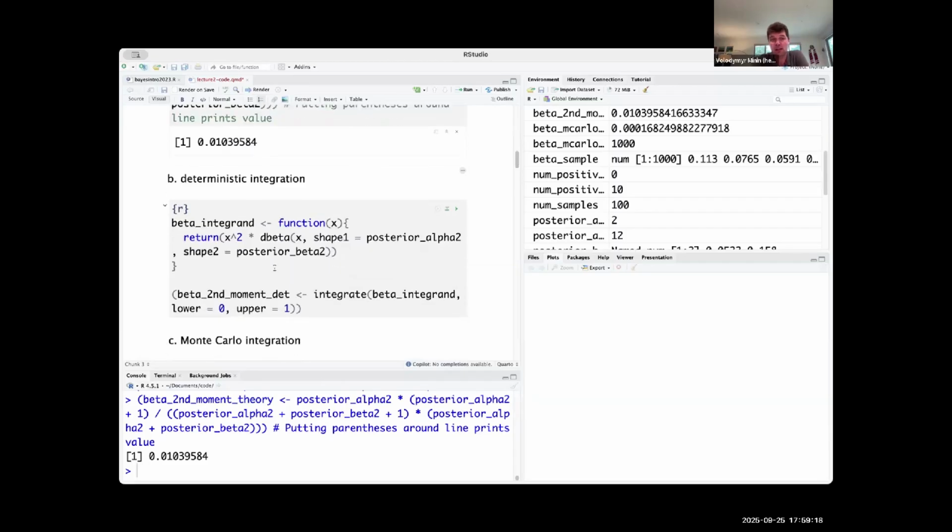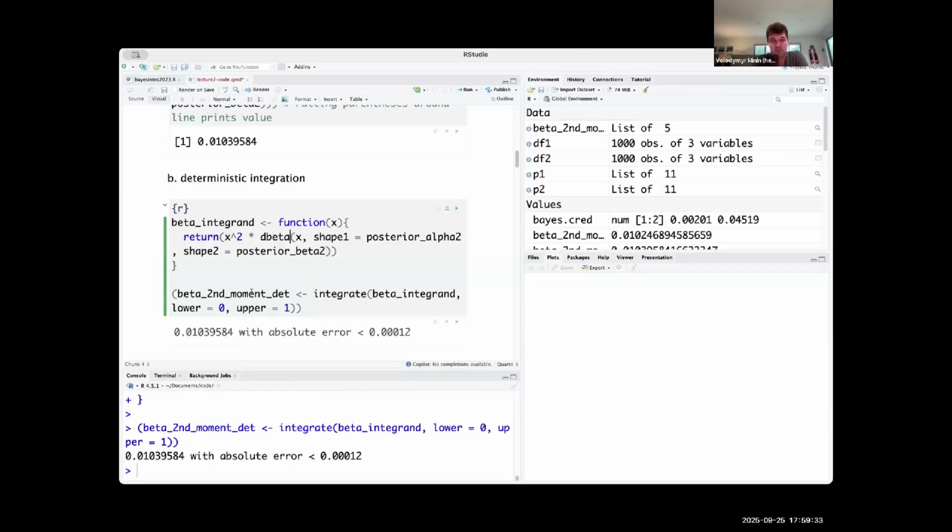This is basically without using any integration, just knowing the theoretical properties of the beta distribution. You can also do it using deterministic integration, right? In R, there's a function called integrate. You give it a function, which I defined right here as x squared times the density of beta, dbeta, and so on. In two or a few lines of code, you can compute the same number. It says 0.01 here, the same. Deterministic integration is basically the trapezoid rule on steroids, a little better than the trapezoid rule you practice in calculus, and it gives you the error term.